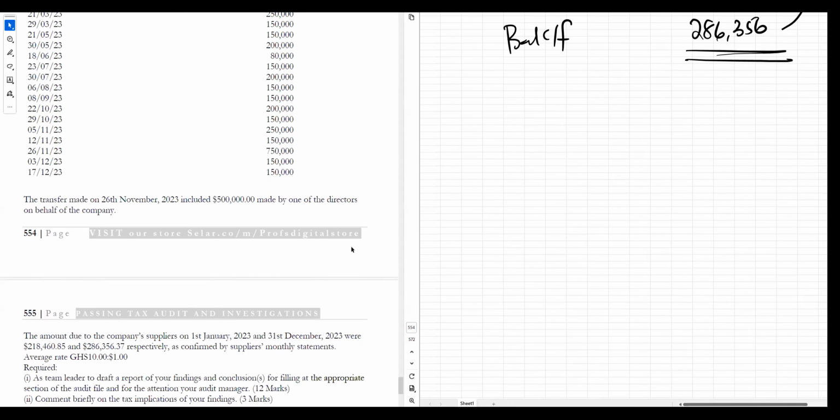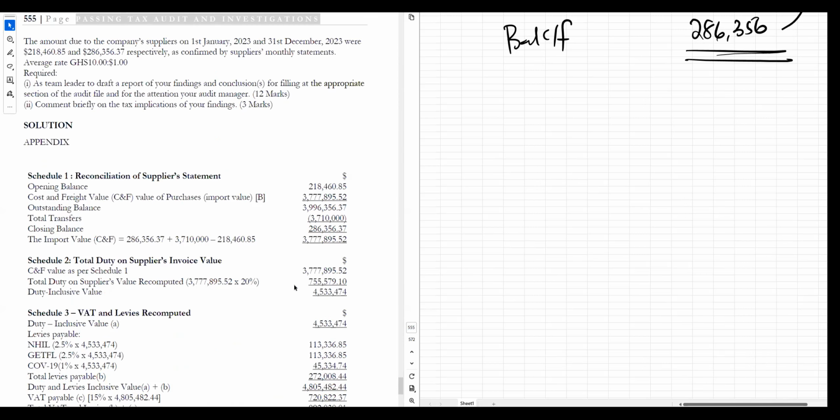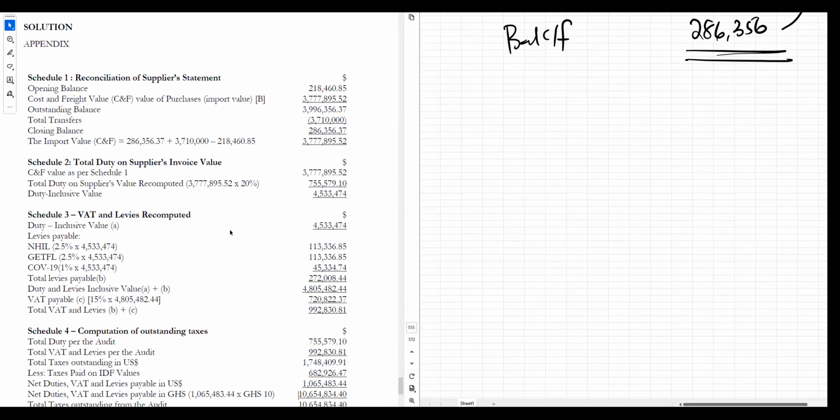Compared to the total VAT and duties in the question, which is the sum of this, you see that there's also another underdeclaration. So all the person is going to do is that he is going to what? Pay the total taxes we have recomputed, less the one that he has already paid. Do you get it? On the IDF values. And then whatever is left is the net amount which he has to pay. Do you get it? And he's going to pay penalties on it as well. Did you get the whole idea?